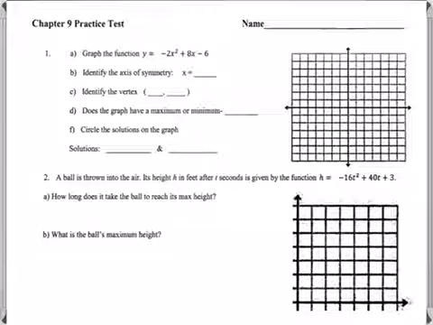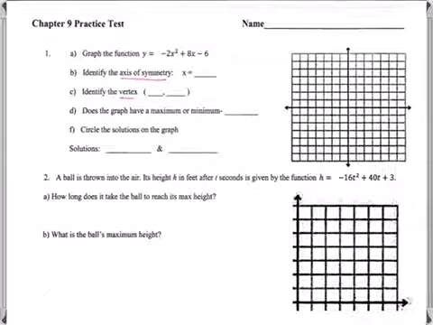All right, so this is the Chapter 9 practice test review key. So starting with question 1, it asks us to graph the function y equals negative 2x squared plus 8x minus 6. Before we can graph it, we have to find some of the key information, like the axis of symmetry, identify our vertex, then it always helps to have our y-intercept and plot those points to see what we can find.